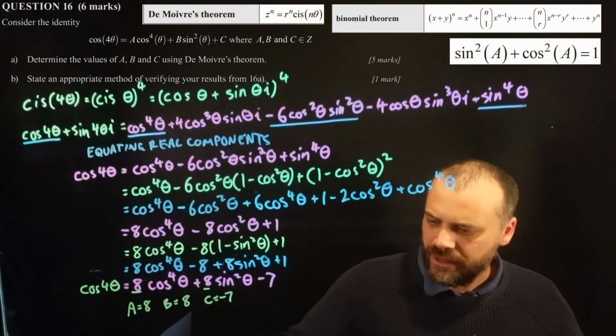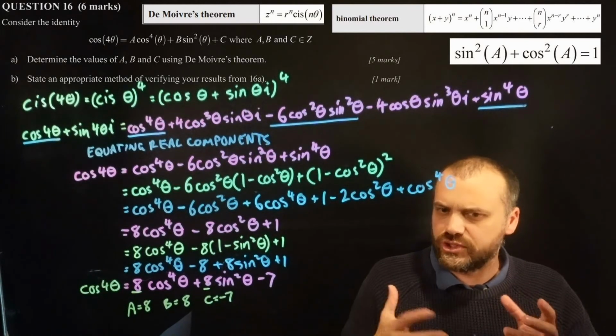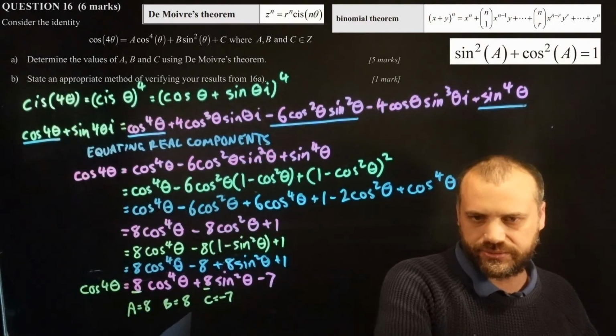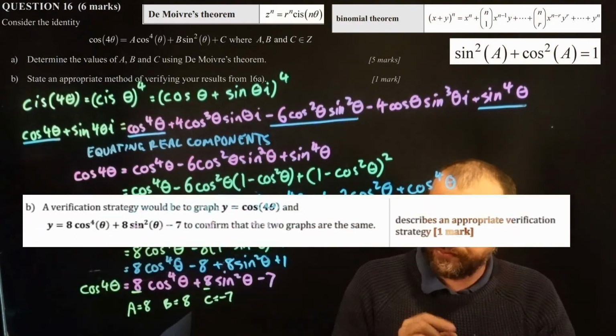All right, we do need to do part B though, which is just state an appropriate method of verifying results from 16A. It's a 1-mark question. It's a very strange sort of question to ask. Let me show you what the QCAA was looking for here. All right, here we go. Here's what the strategy was.